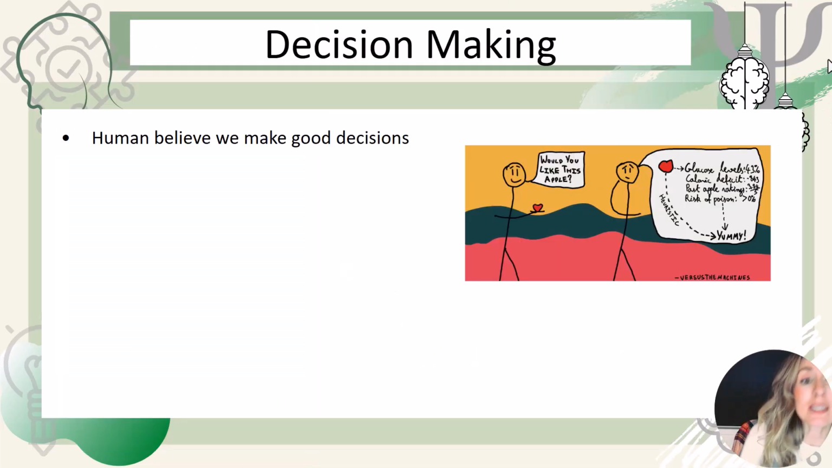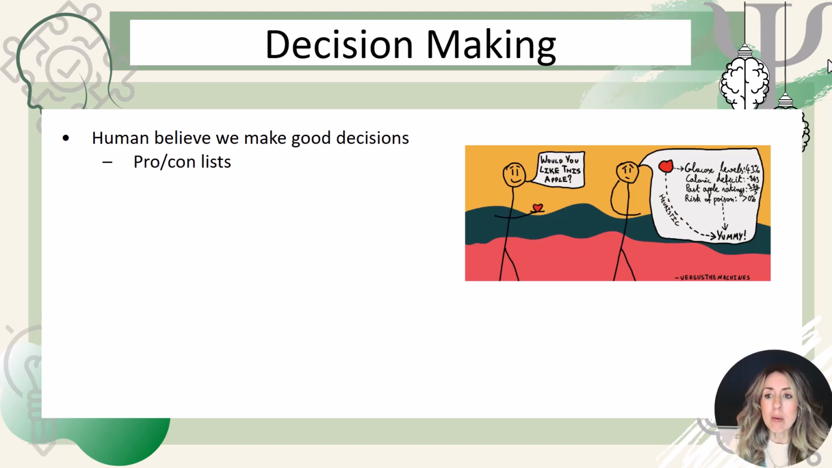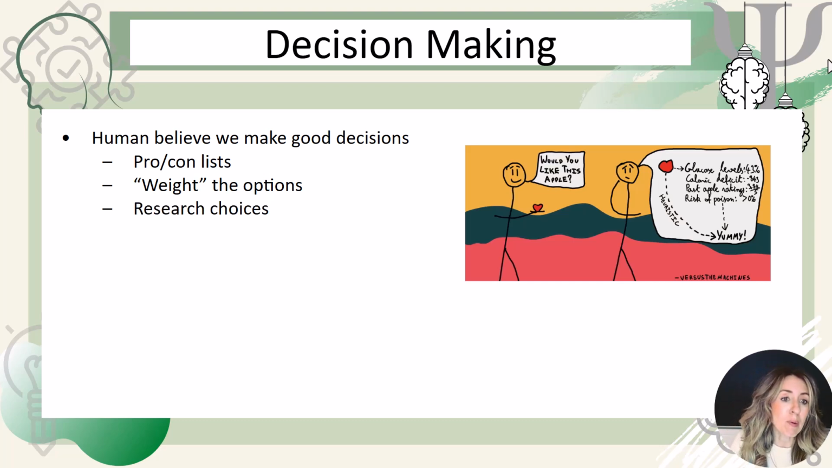So when we talk about decision making, ultimately humans believe that we make good choices, that we make good decisions. If you ask somebody, do you make good choices? People generally say yes. People make pro-con lists, people weigh the options when they have choices, people maybe research different ideas or concepts. And ultimately, we would like to think as individuals that we're good at making choices.